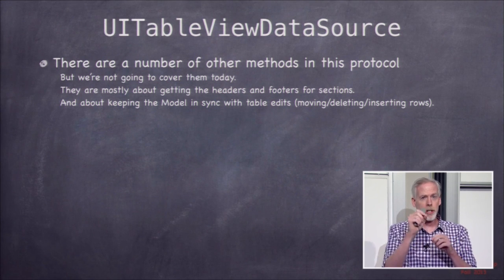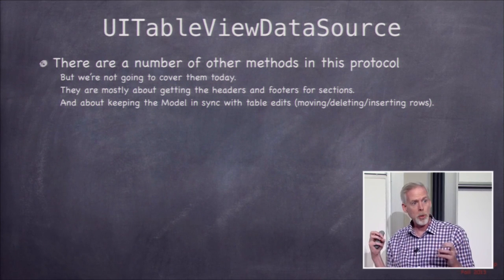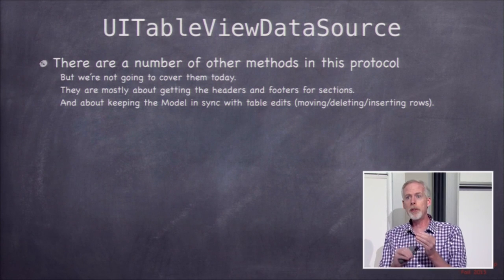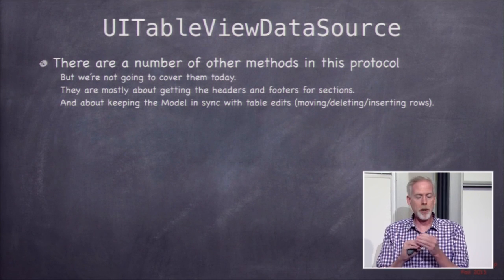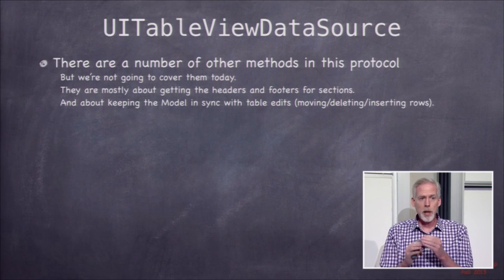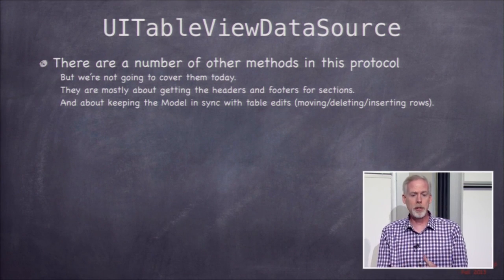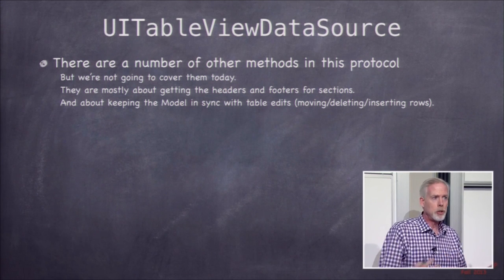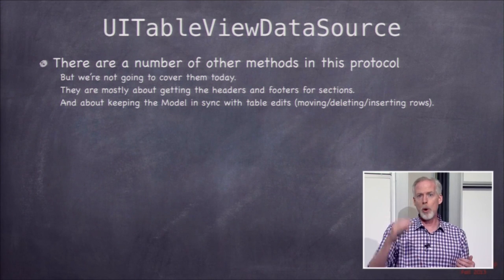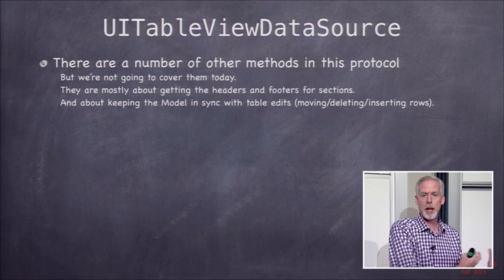There's also, these tables can be edited. Rows can be removed. They can be moved around, okay, change the order, all that stuff. It has to be kept in sync with the model, and so there are methods in the data source protocol that let you know when things are happening, like rows moving and deleting, so you can keep it up to date with your model.